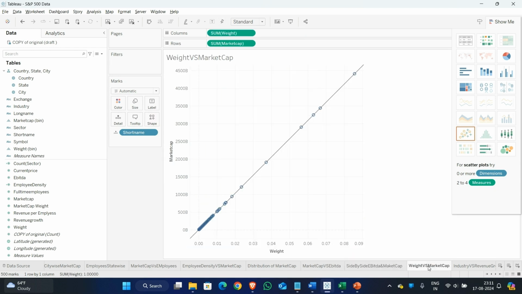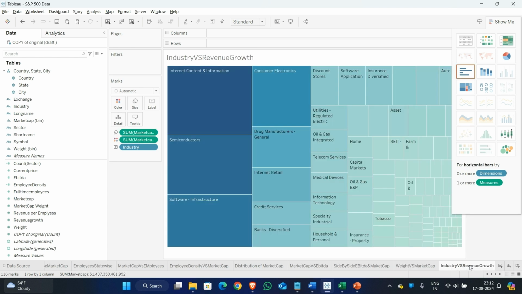Next, we're gonna move to the weight versus market cap. This is highly correlated with a correlation of 1. We can clearly see that from a scatter plot. And for the industry and revenue growth, I have used a tree map for this, with internet content and information has the most market cap compared to any other industries.